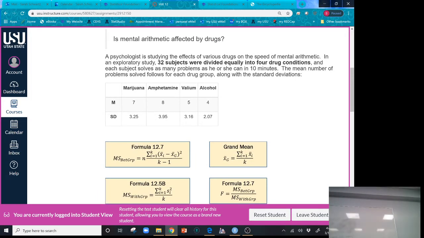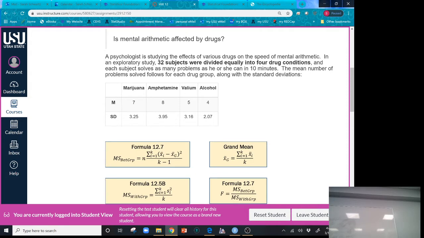How do you guys like this problem? Do you guys even read the problems, what they're about? About drugs, marijuana, Valium, alcohol. Aren't these fun problems? What do you think about these averages? Do your averages ever come out to be that in real data? No. Okay.